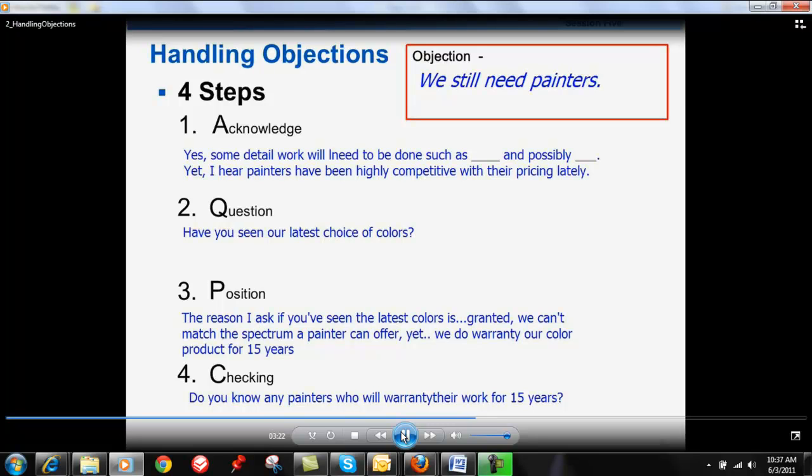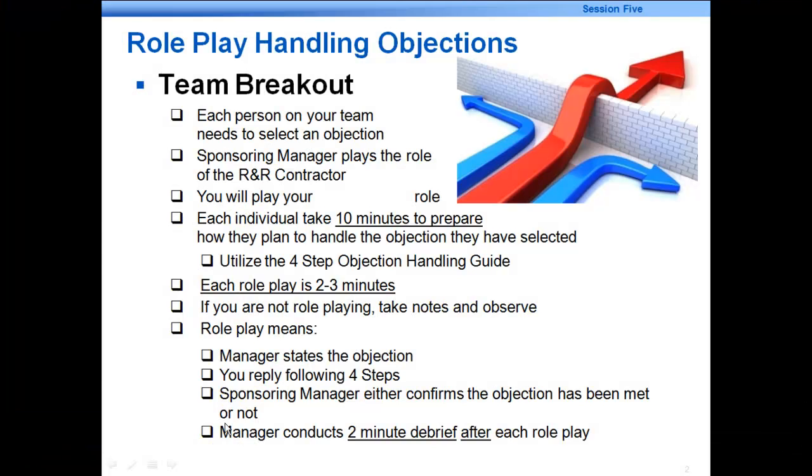So we're going to have you guys practice this. We've got a nice example up here for you on the screen, and, of course, we're going to give you a guide to help you do it. So to get over the hurdle, or get over the wall, as the graphic here shows you, we want each person on the team to select an objection. We're going to give you a list to play with, okay? Your sponsoring manager, the segment manager out there, is going to play the role of the contractor. They're going to give you the objection. You get to know in advance, so you get some planning here. You get to play that role that you're in every day anyways.